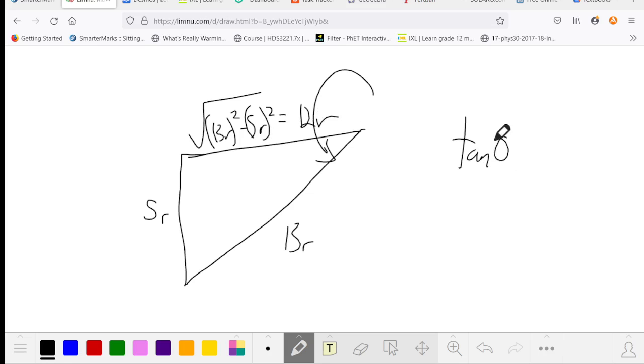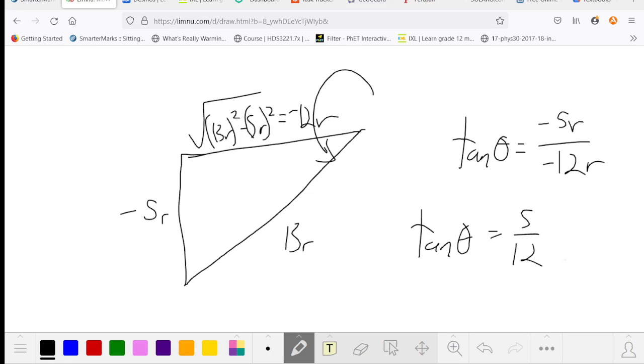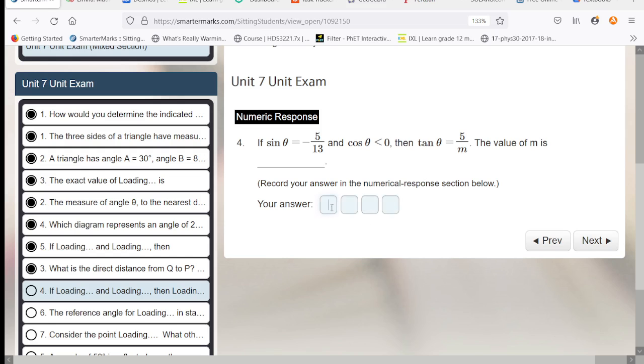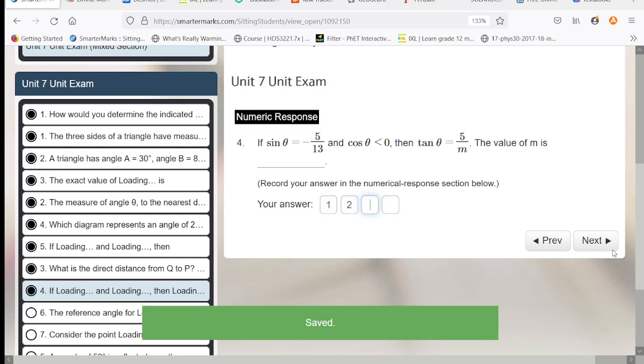So the tan of theta, which is opposite over adjacent, these are both negative in quadrant 3, is a negative 5r over a negative 12r. So tan theta is 5 over 12, and m is 12.